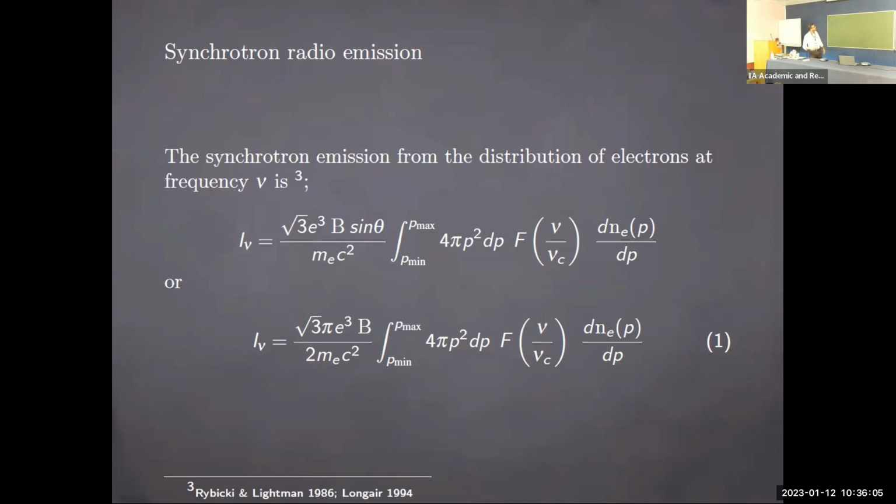One more thing: detecting synchrotron radio emission from the galaxy cluster medium, the ICM, is actually direct evidence of having high energy charged particles in the presence of a magnetic field in that medium.